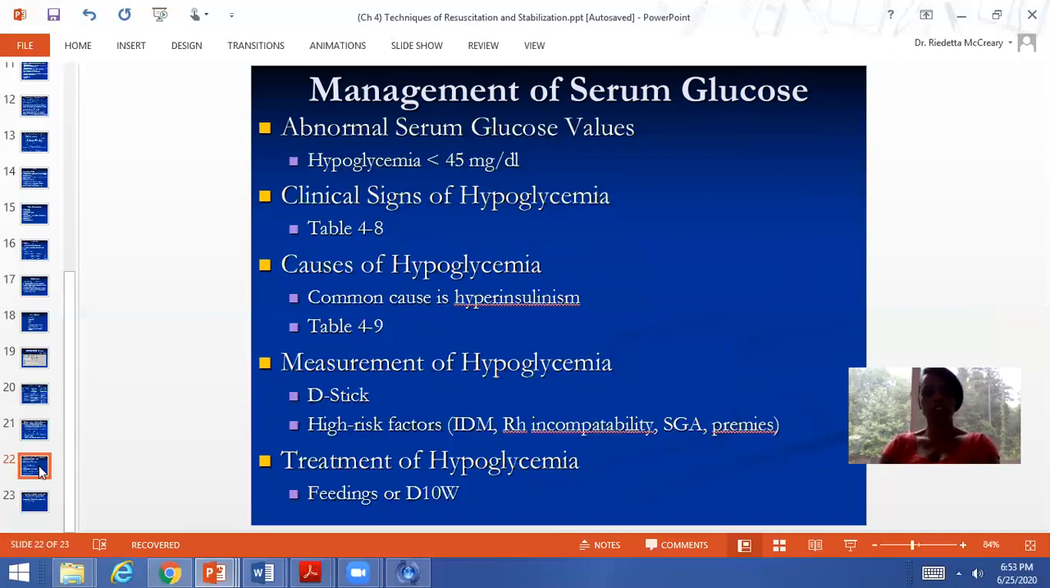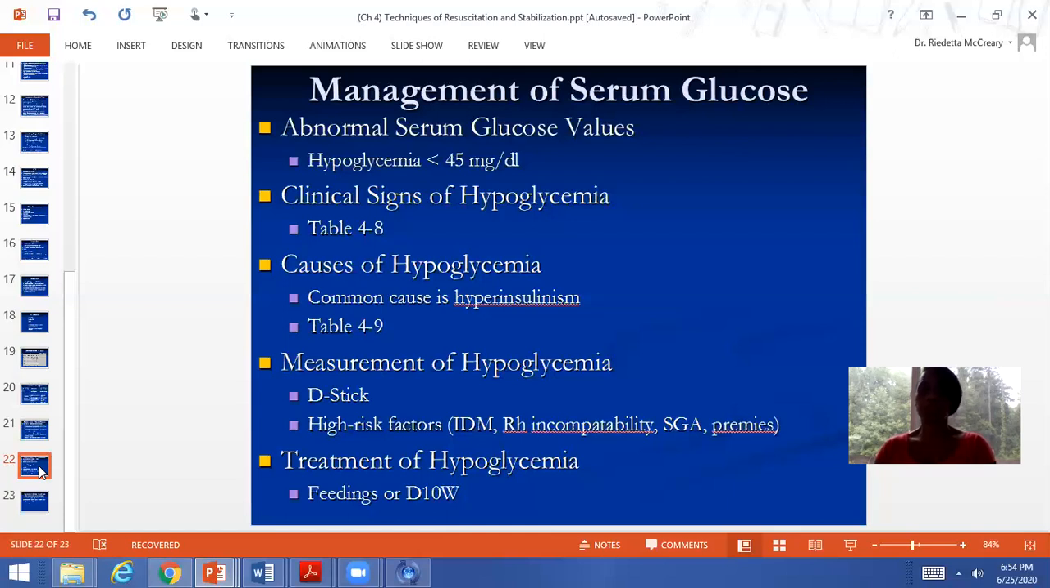High risk factors for babies to have hypoglycemia are infants of diabetic moms. So if mom had maternal diabetes, then the baby is at risk for being hypoglycemic. If there was RH incompatibility with mom and baby, so if mom is RH negative and baby's RH positive, then they're incompatible. And that could also put them at risk of hypoglycemia. If the baby is SGA, which means small for gestational age, it puts them at risk, and also preemies.